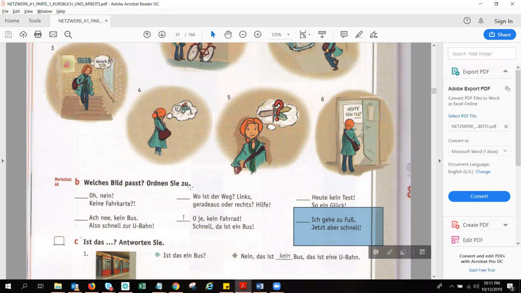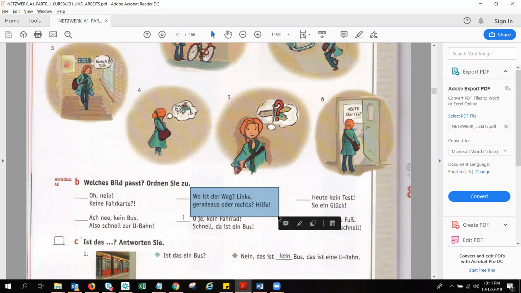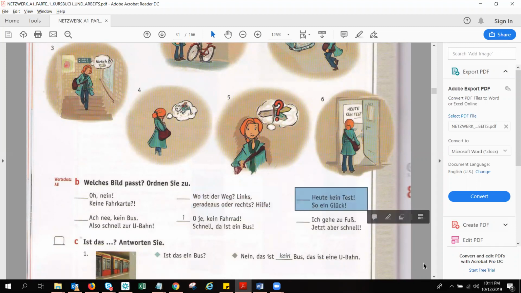Then she doesn't know the way. She's confused because the symbols confuse her. So where is the way? Left, straight, like ahead, or right? Help. Finally, she went there, but there is no test. So it's bad luck. In this conversation, you can see that we are using the word kein. Every time we use kein, there is a noun after that. So kein Bus, no bus.